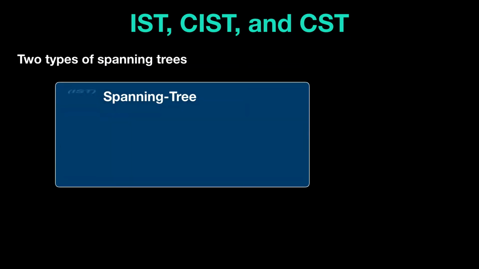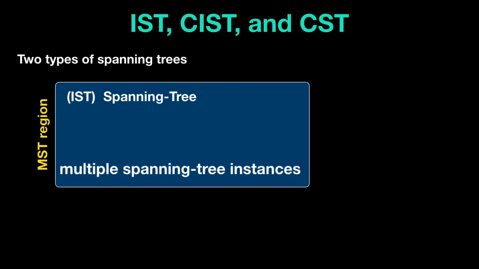IST, CIST, and CST. Unlike PVST+ and Rapid PVST+, in which all the spanning tree instances are independent, the MSTP establishes and maintains two types of spanning trees. An internal spanning tree, IST, which is the spanning tree that runs in an MST region. Within each MST region, the MSTP maintains multiple spanning tree instances.